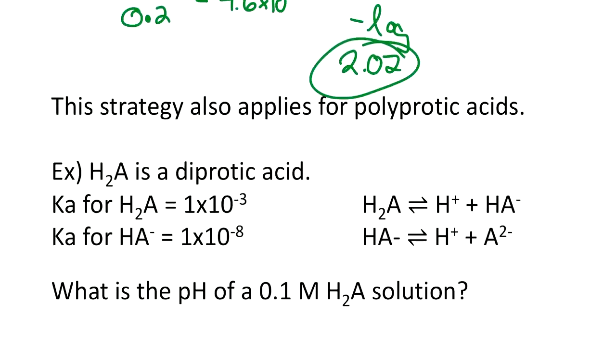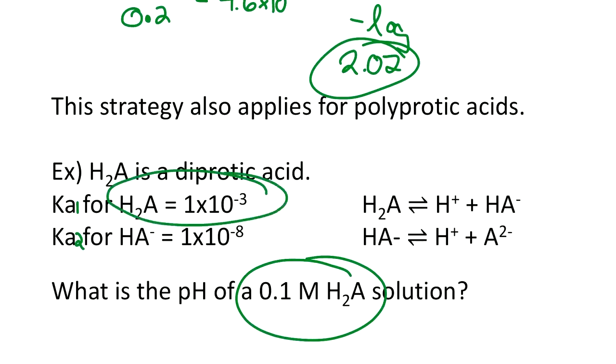So H2A is a diprotic acid. Let's pretend that we have a 0.1 molarity solution of H2A. What is the pH? Here are two Ka values. Here's the Ka1 for H2A, and then here's the Ka2 for HA minus. Which K do we want to use? Ka1 or Ka2?